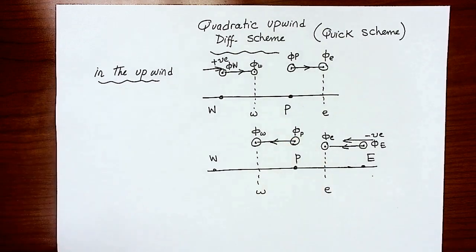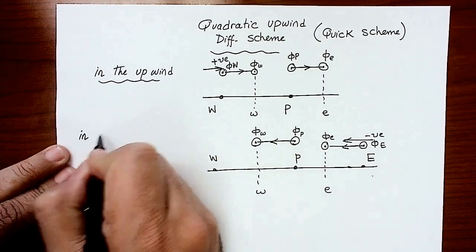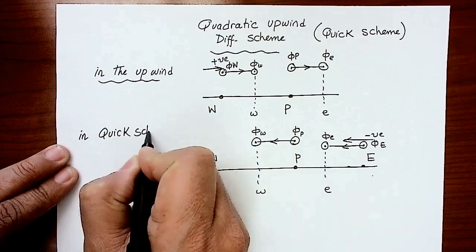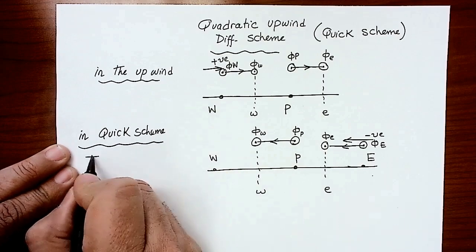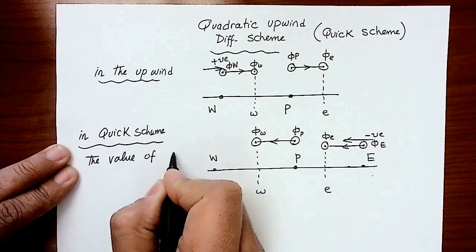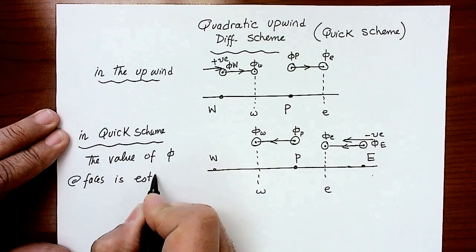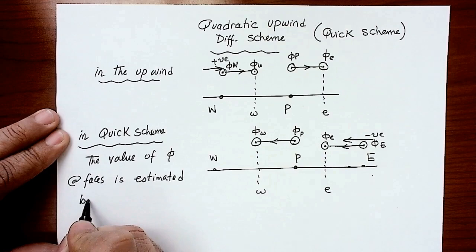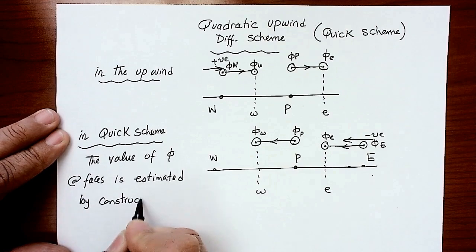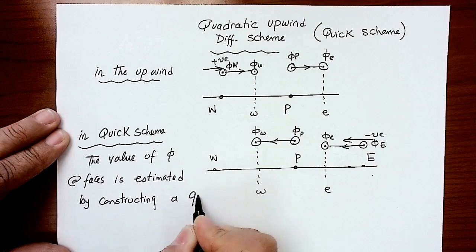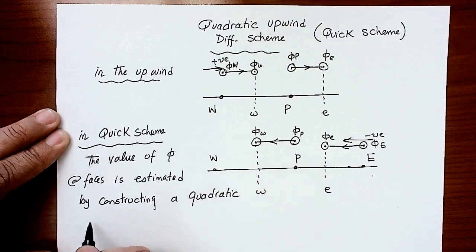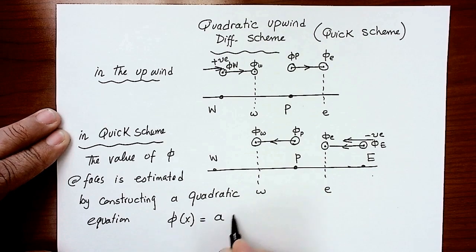In the quadratic upwind scheme, the QUICK scheme, the value of phi at the faces is estimated by constructing a quadratic equation, in the form of phi changing within the cell as ax squared plus bx plus c.